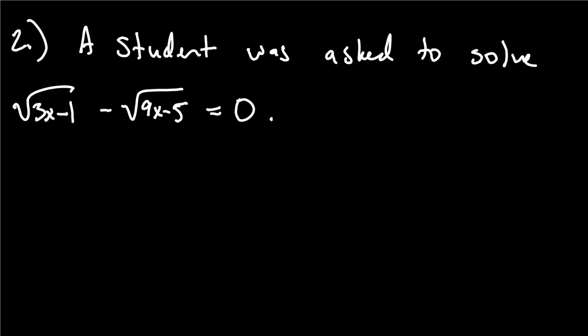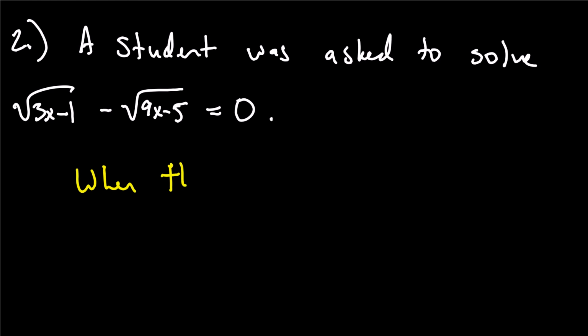Number 2 says a student was asked to solve this equation, the square root of 3x minus 1 minus the square root of 9x minus 5 equals 0. While trying to isolate x, he gave up in frustration because he tried to square each side first. What could the student have done to avoid the situation?